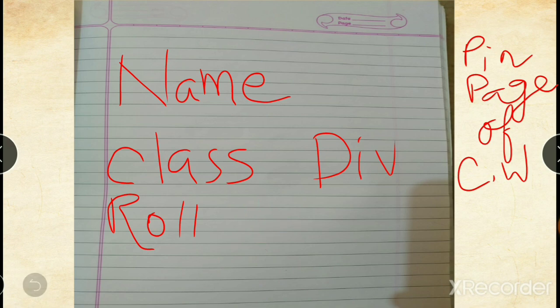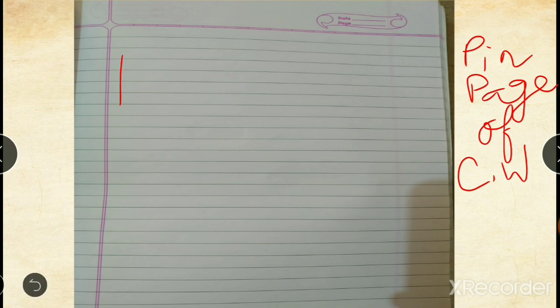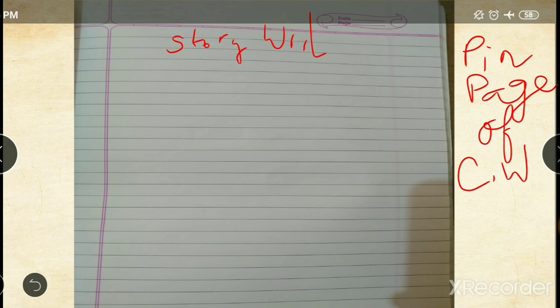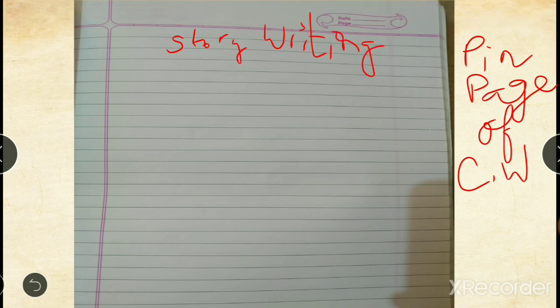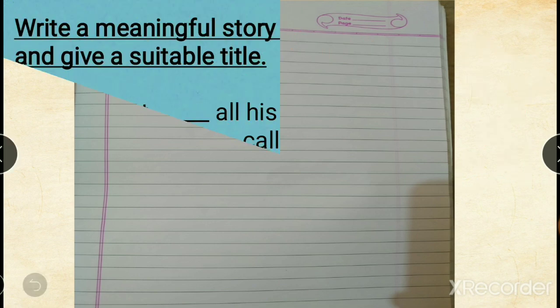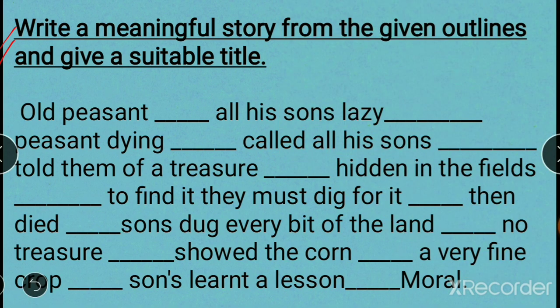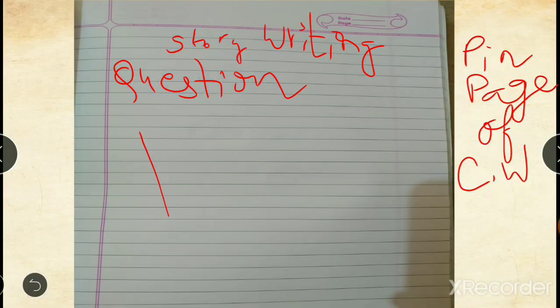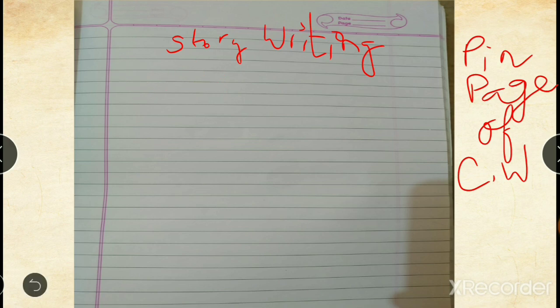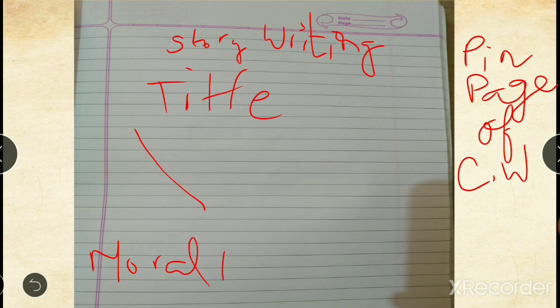Now on the second page, first you're going to give the title, story writing. Then copy the question. You have to copy this entire question. After copying the question on this page, on the next page you can give the title, write the story, and at last write a moral of the story.